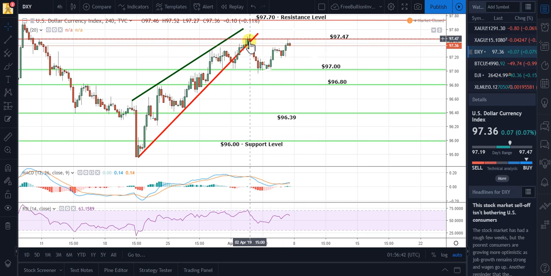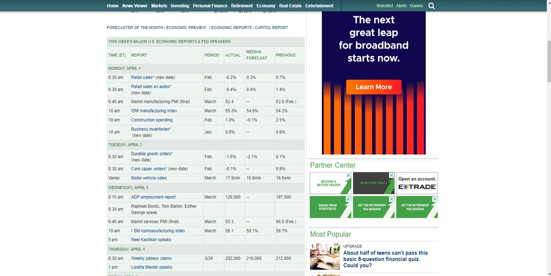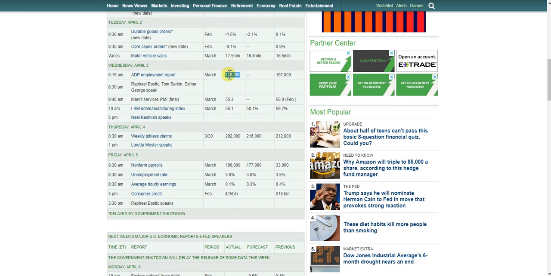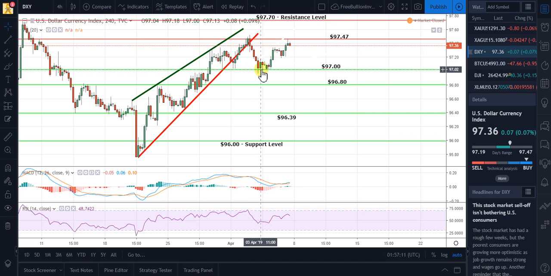And then on Wednesday, we heard that the ADP report came out at 129,000 jobs, which was lower than expectations. Here's the ADP report. Now, that was on Wednesday, but the expectations for the labor report was 177. So the market was seeing this and expecting somewhere close to this, and so it helped the dollar drop in price.